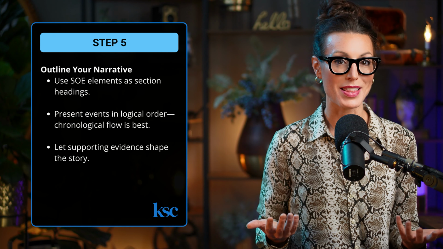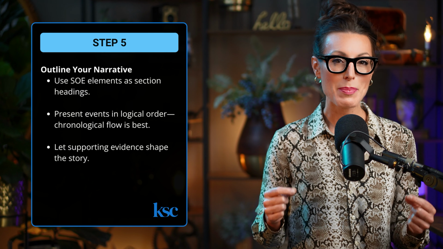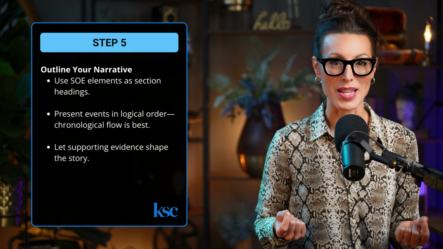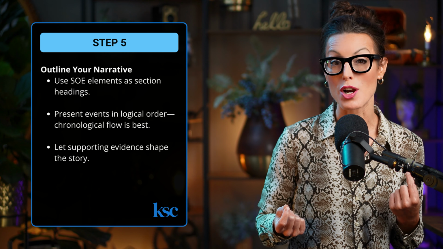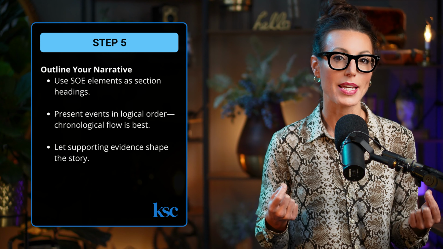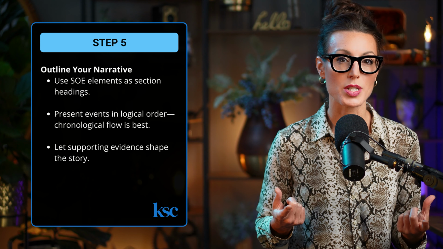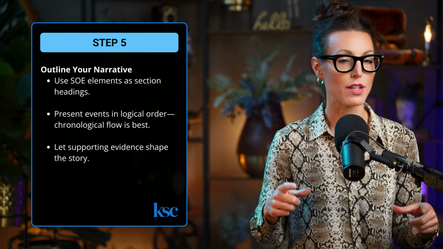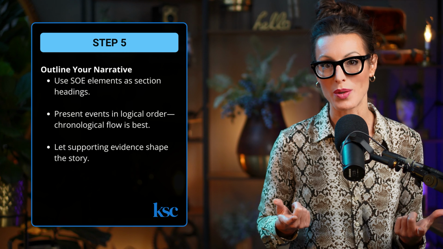All right, now that you've selected and organized your strongest evidence, step 5 is where we start shaping the story. And here's a mistake that I see quite often: people jump straight into writing without an outline, and then they end up with a disorganized, meandering story that is hard to follow or maybe doesn't clearly hit all of the SOE criteria. So outlining first really ensures that your narrative stays focused, that it flows logically, and that it directly aligns with all of the SOE criteria.